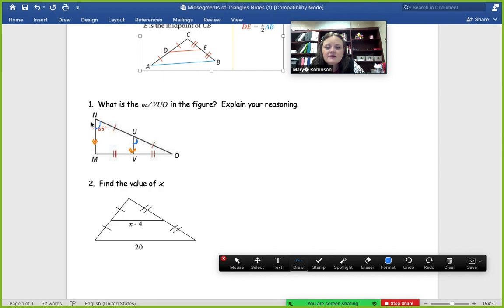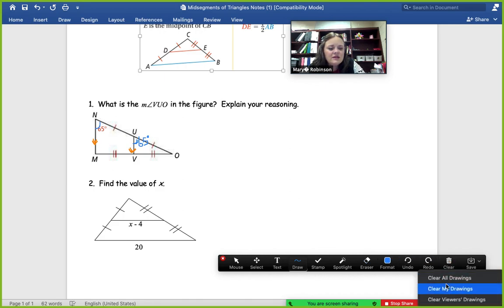So if that is the case, right here, if NMO has a measure of 65 degrees and we need to find the measure of VUO, it is congruent. So this 65 degree measure would be the same as the measure here. So 65 degrees. Okay?